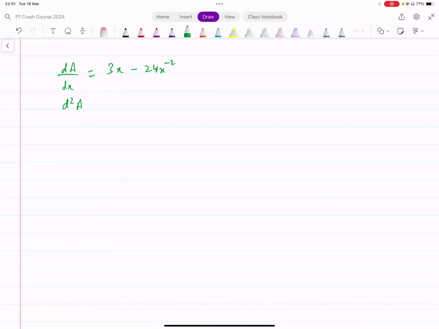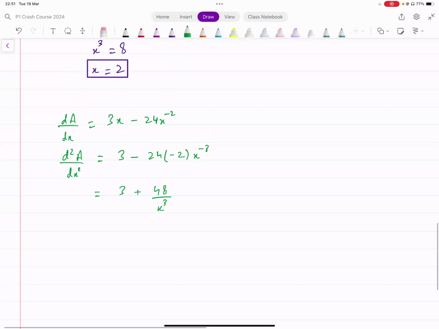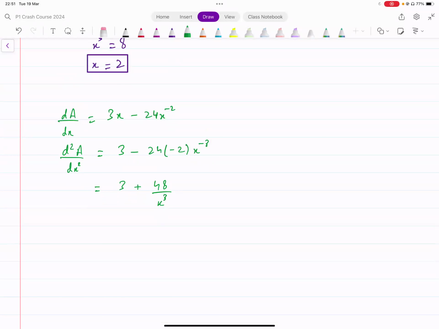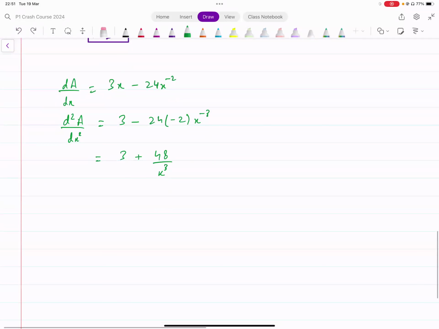That's d squared A over dx squared. That equals 3 minus 24 into the power, that's minus 2. Subtract 1 from the power. This is what we get. Simplify this. That gives you 3 plus 48 over x cubed. Now, is this positive or negative? How do we know that? We don't know that for sure because this is x cubed. So how do you figure that out? You put this value of x here now. To see if it turns out to be something positive or negative, you put x equal to 2 here.